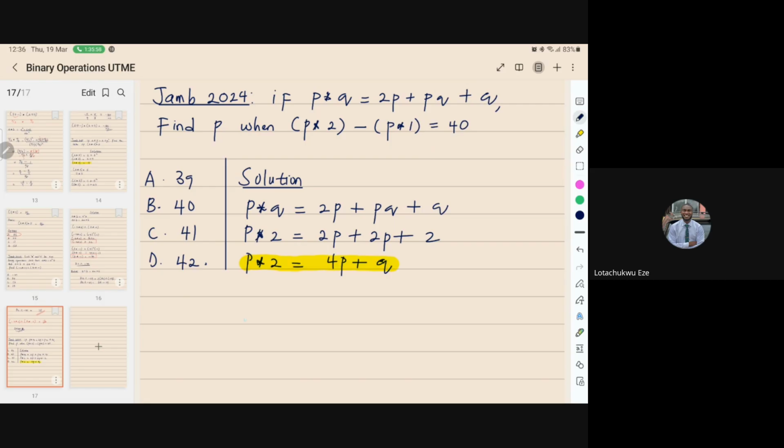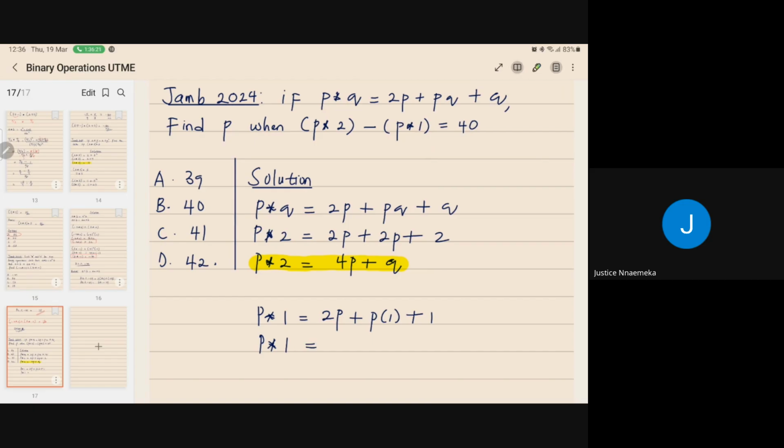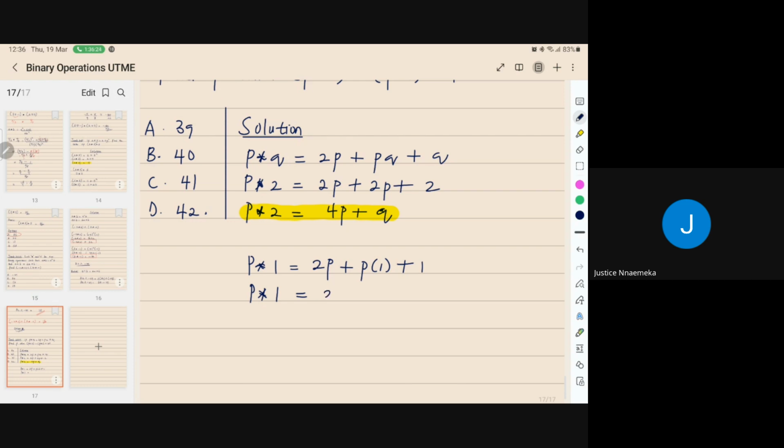Now the next one is p asterisk 1. That'll be what? 2 times 1, right? So not 2 times 1. P is still there. P is still going to be 2p plus p bracket 1 plus 1. So p asterisk 1 will be equal to 2p plus p plus 1. So that p asterisk 1 will be equal to 3p plus 1.